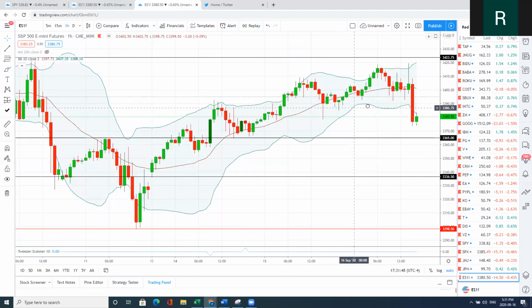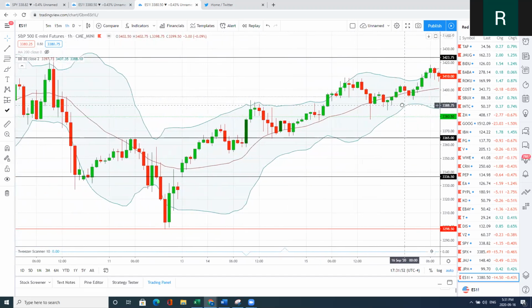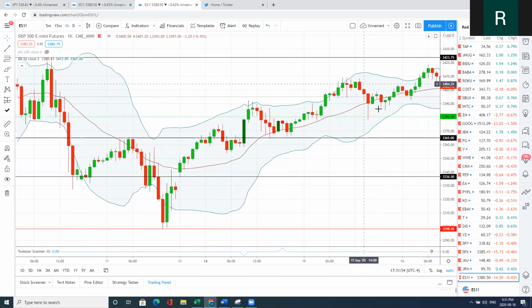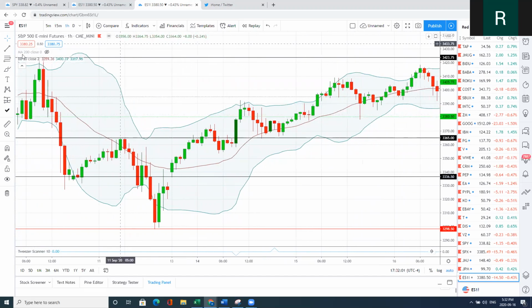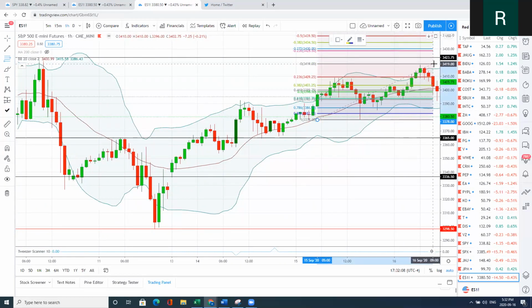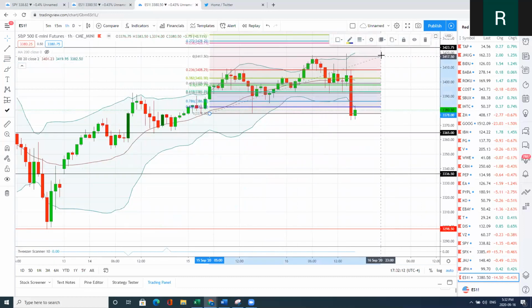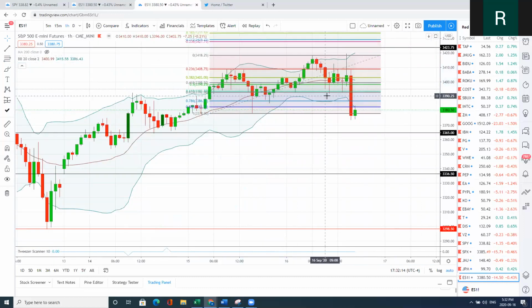So we could see, if we just scroll back, this is how we looked in the morning coming into the open. So obviously here coming into the open, we had this nice move up and we had an uptrend. So whenever we have an uptrend, I like to have my Fibonacci levels drawn from the swing low to the swing high, like so. And I like to use these Fibonacci levels as areas of support on a pullback, looking for a continuation in the upside direction.